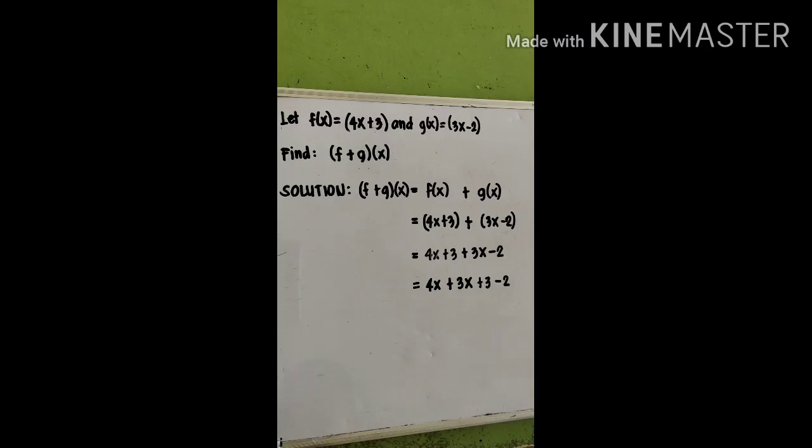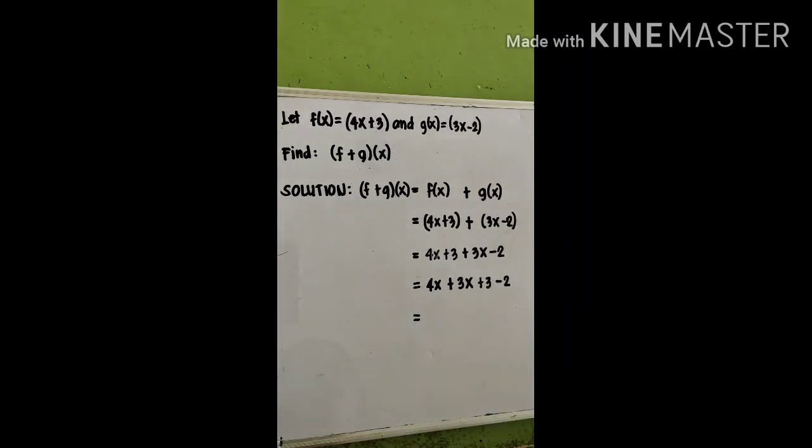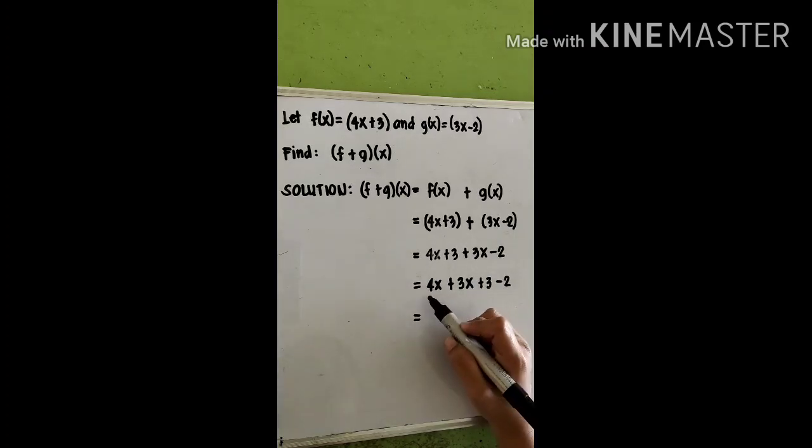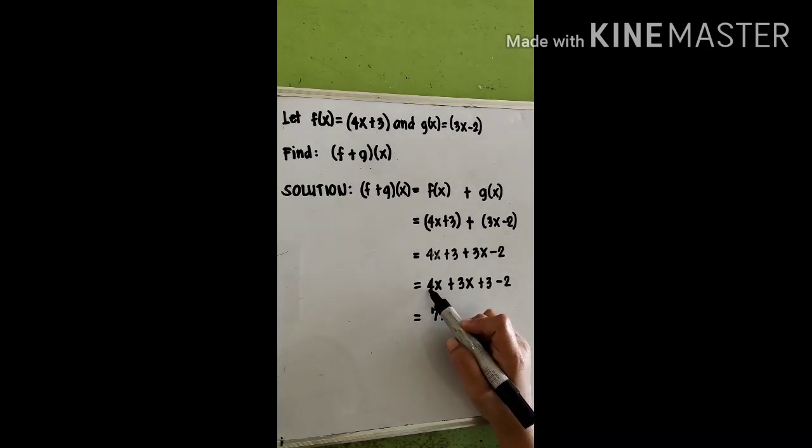Here we are going now to add like terms. Obviously we have like terms 4x and 3x. Why are they like terms? Because they have the same variable and their variables have the same exponent, which is 1. So 4x plus 3x is 7x. Why 7x? Because we just added the numerical coefficients 4 and 3, which resulted in 7, and then we just copied the variable x.